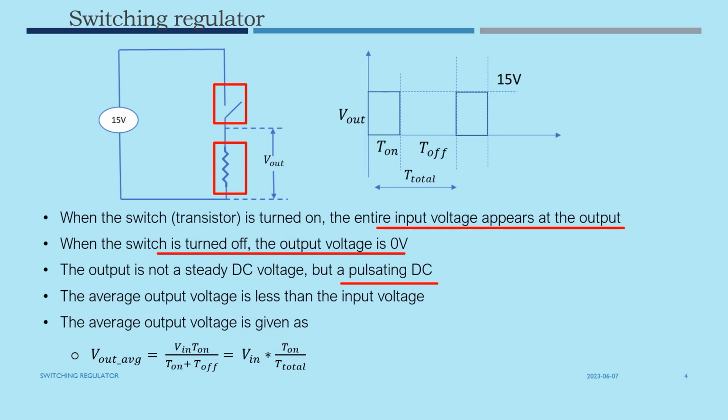The average voltage is lesser than the input voltage. It is given as Vout is equal to Vin times T on divided by T on plus T off. That is equal to Vin into T on by T total.